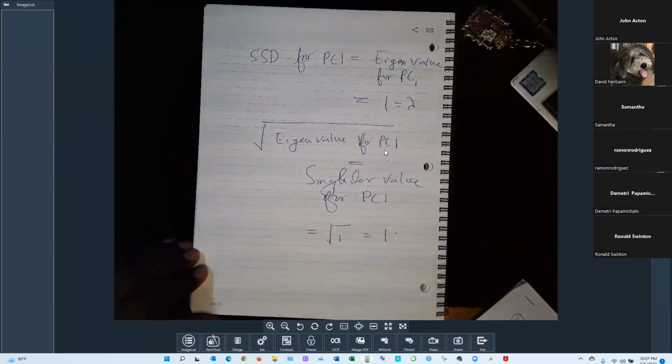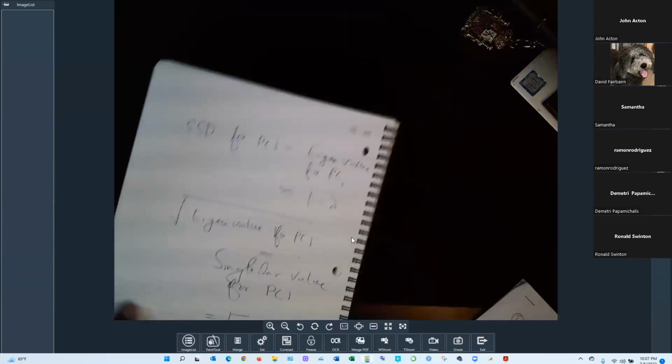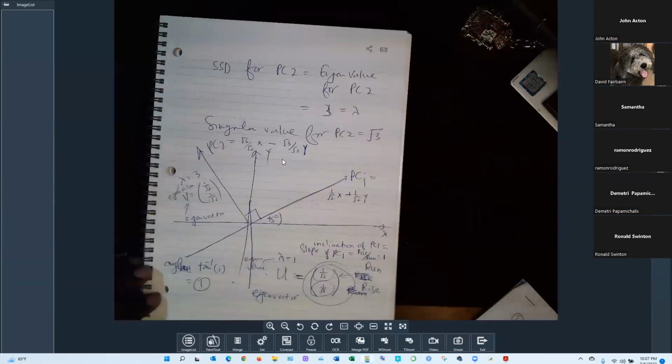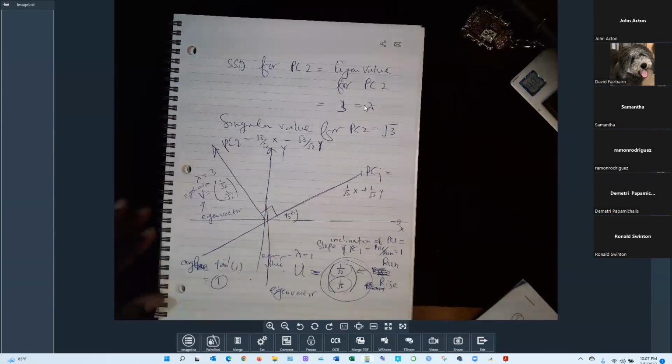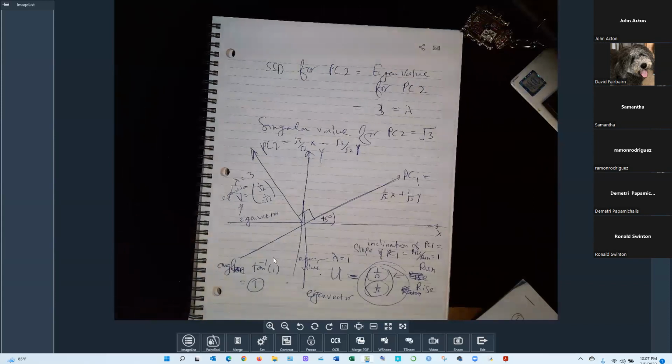If you take the eigenvalue for PC1, its square root is called the singular value. If I ask you, can you give me the singular value for PC1? That's nothing but the square root of the corresponding eigenvalue for that one. So in a similar fashion, you can say the SSD for PC2 is nothing but the eigenvalue for PC2, and PC3 is how they were being built up.